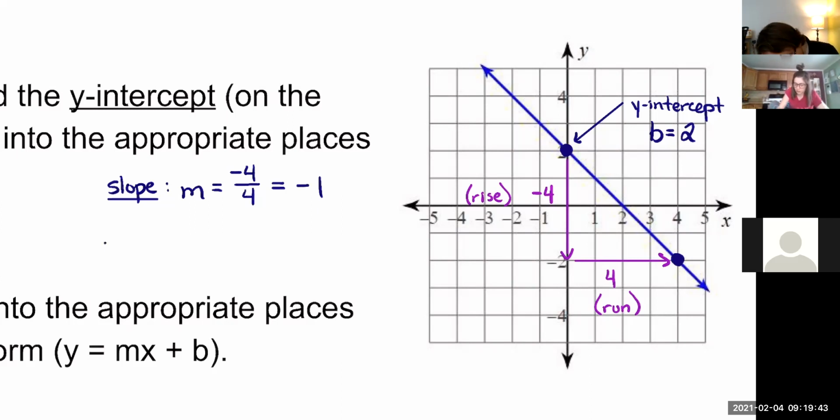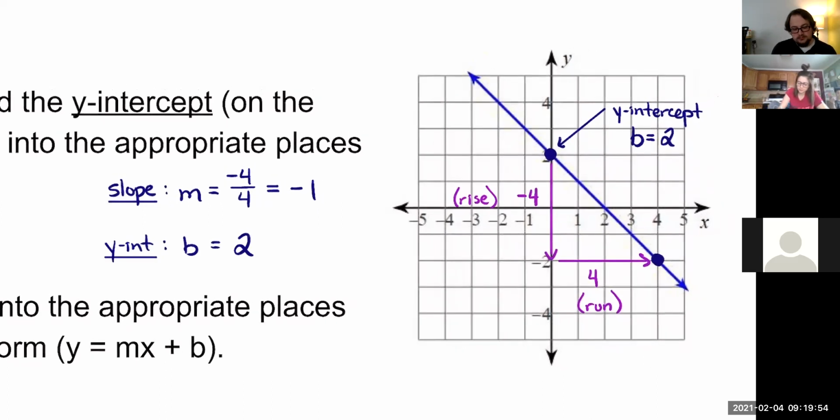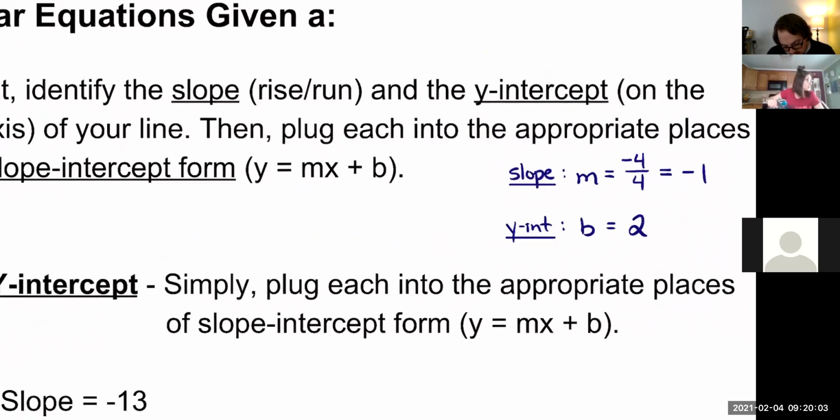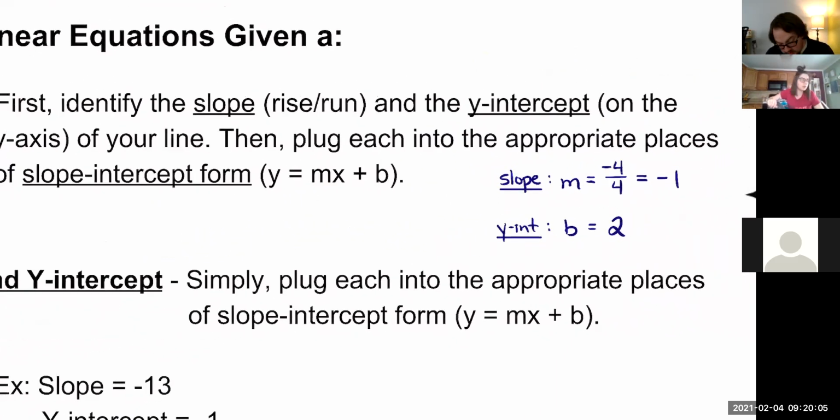Second thing we found, well, technically the first thing we found was the y-intercept, and that we already labeled was a +2. So all we did was pick out those 2 pieces, simplifying where needed. So when I slide over here and I'm taking a look at my slope-intercept form, how would I write the equation that describes this precise line that we've been dealing with?